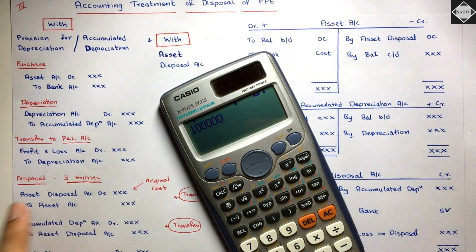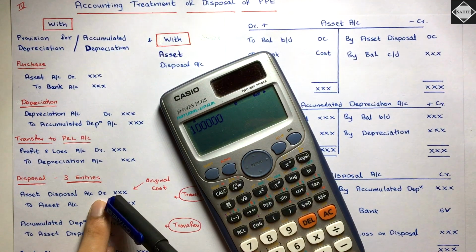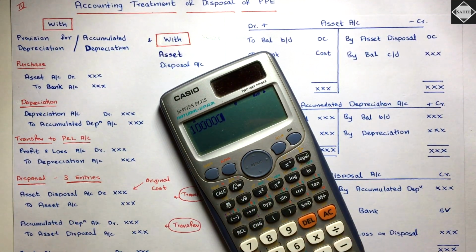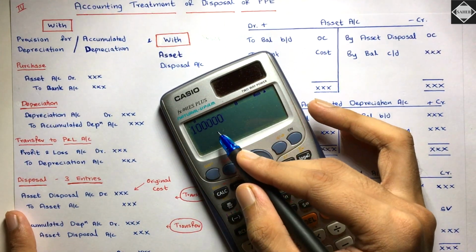So asset disposal came into existence today with a debit. This account will have a debit balance, and this will be at its original cost. So 1 lakh is at original cost.